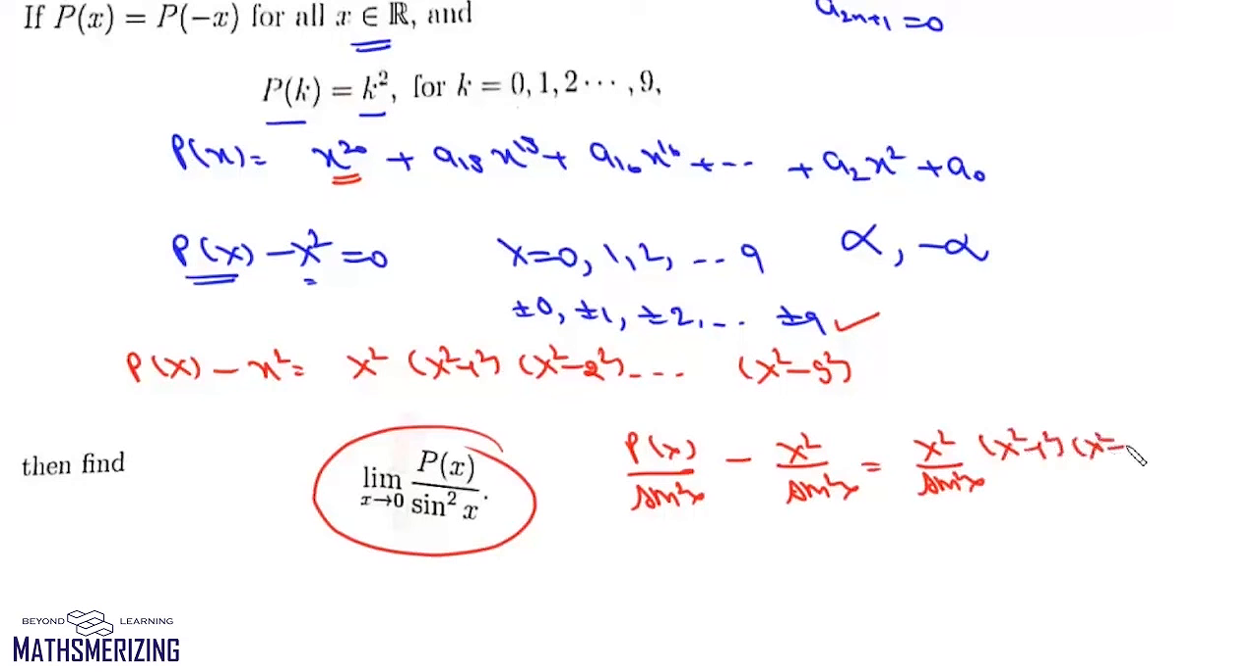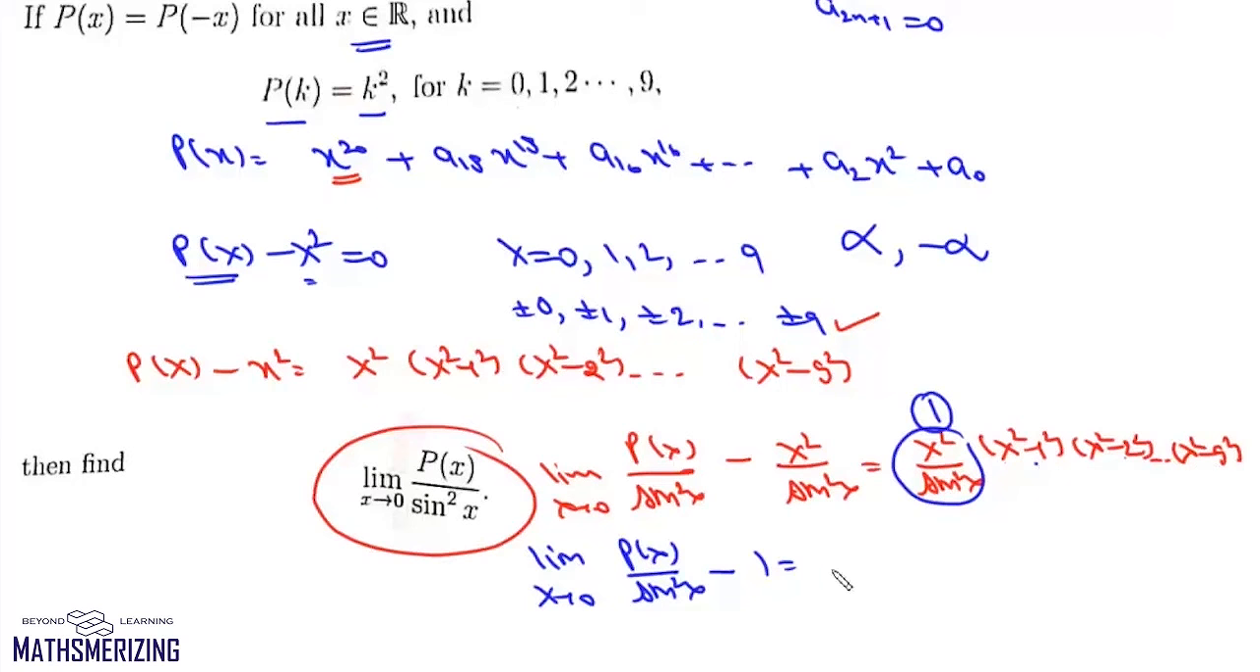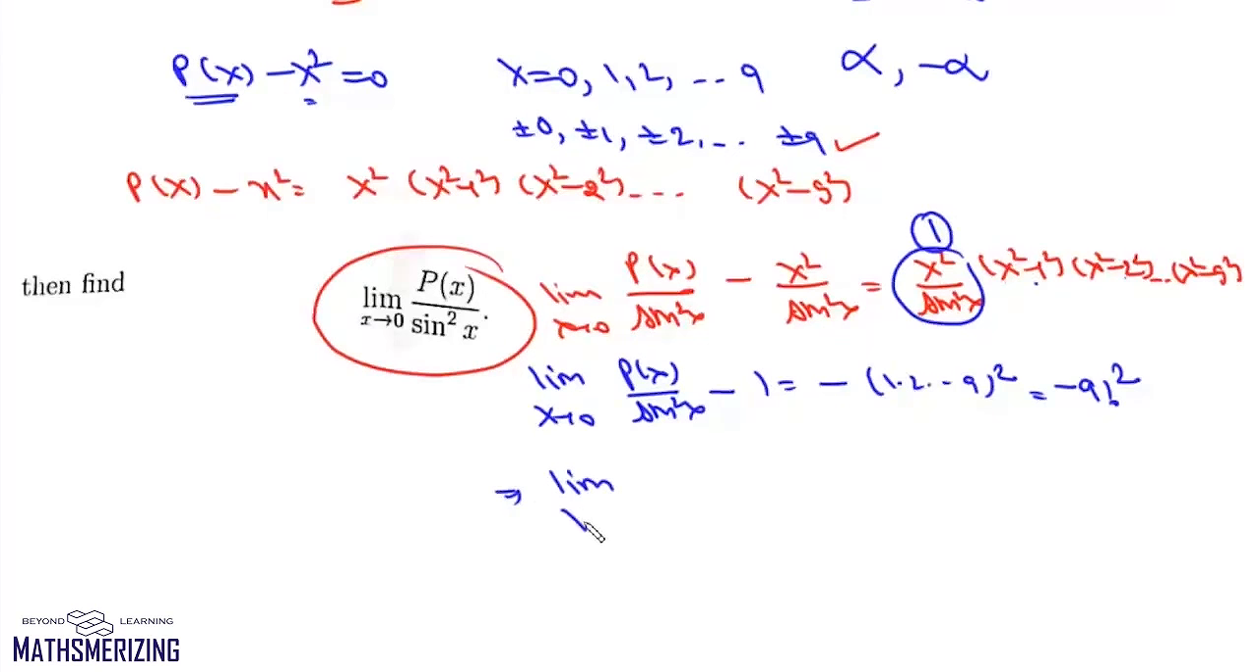Now we take this limit x tends to 0, then we can write this as limit x tends to 0 p(x) upon sine square x minus this limit, which is 1. Now this limit is also 1, and if we put x as 0, we'll get this as minus 1 square into minus 2 square up to minus 9 square. So minus, nine times, will be minus, and then 1 square into 2 square up to 9 square. So it will be 1 into 2 into 3 up to 9 whole square, which is factorial 9 square. So the value of this limit x tends to 0 of p(x) upon sine square x is 1 minus factorial 9 whole square, and that is the answer to this question.